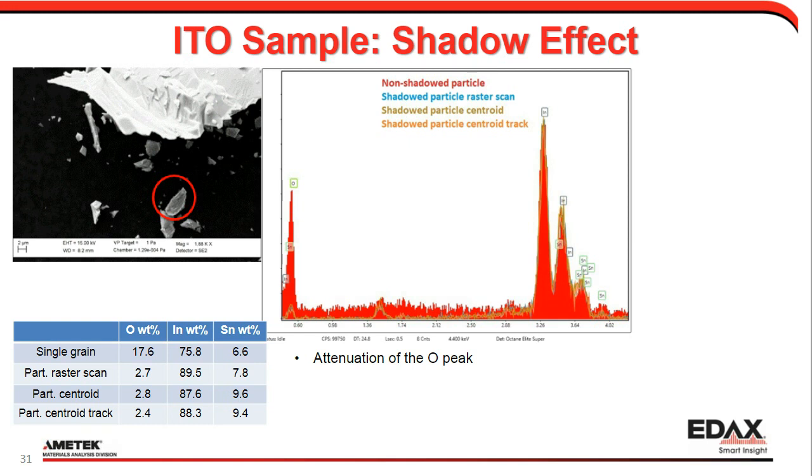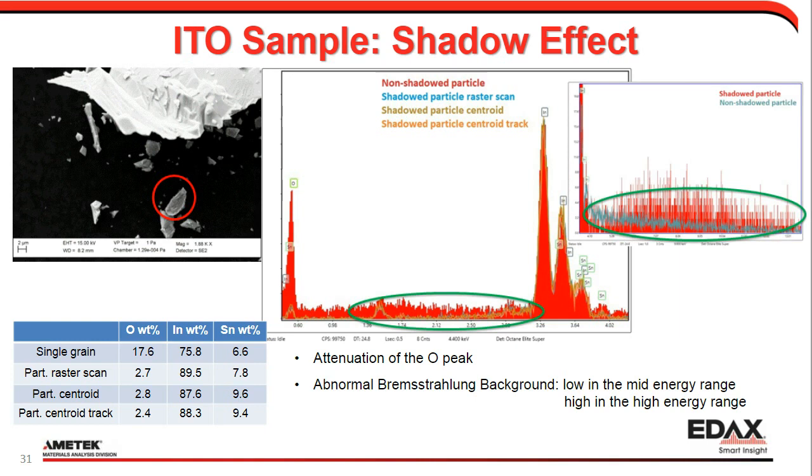Here in the spectrum, the non-shadowed particle is in red, and those outliers are from the shadowed particle. We see there is a very strong attenuation of the oxygen peak. We look at the background of the shadowed particle. We can see in the low to mid energy range, the background is very low. That's because all the low energy X-rays are subject to strong absorption by the large bright particle.